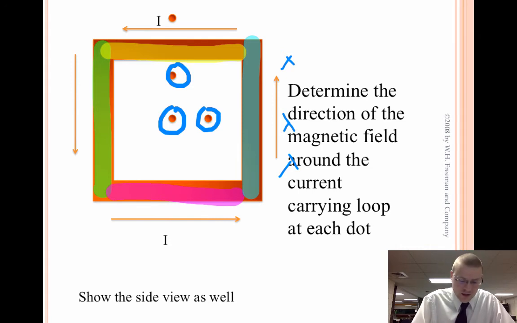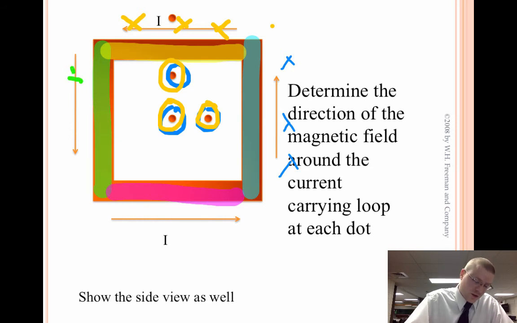Let's look at yellow, and you get into the page up top, and right through the middle there you get out of the page. You get magnetic field coming out, magnetic field out, and magnetic field out. Let's go with the green wire. With the green wire, put your fingers in the direction of current, and you get magnetic field into the page on the outside here, and magnetic field out through the middle of the wire.